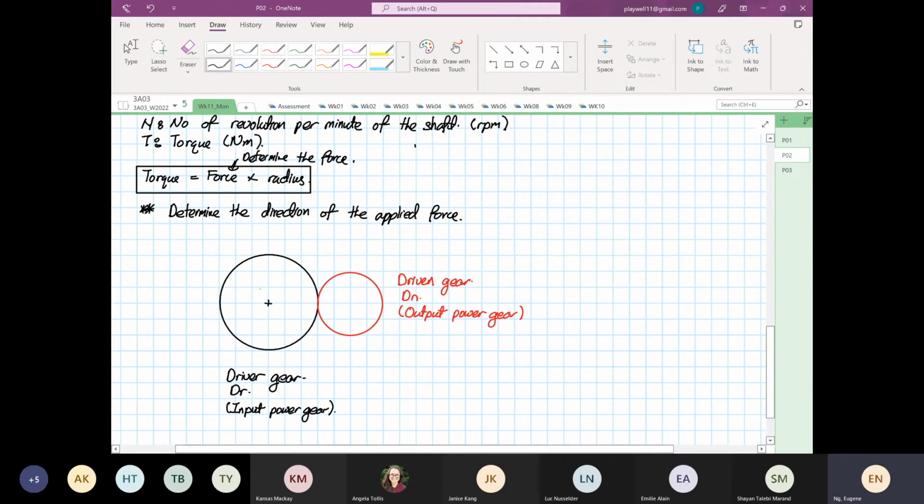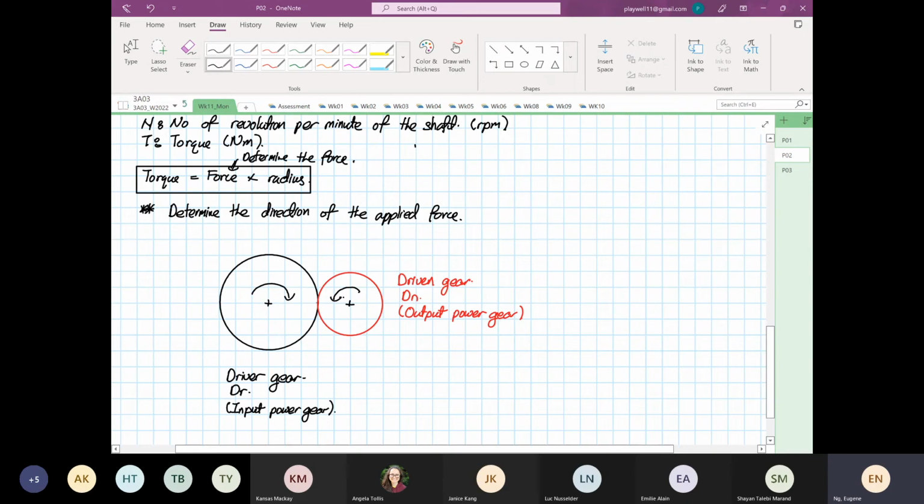Now, if the rotation is in a clockwise direction, we know that the other gear will rotate in the anti-clockwise direction. Agree? This is straightforward. The problem is with the forces. The problem is with the forces, and we have to know why it is doing this way.